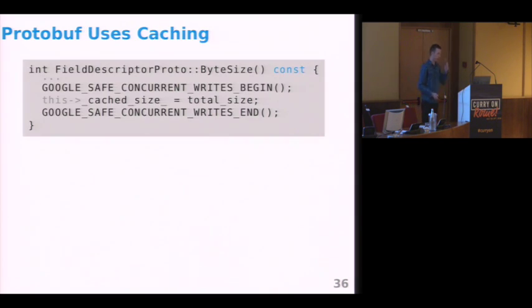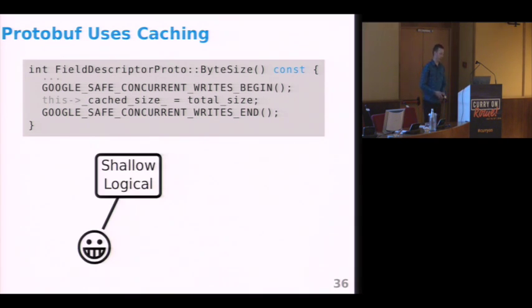So here's an example of caching. In the ellipses up there, the method computes the total size, and at the end of it, it writes to a cache. So this would make the developer who wanted shallow logical immutability quite happy, because this is what that follows.